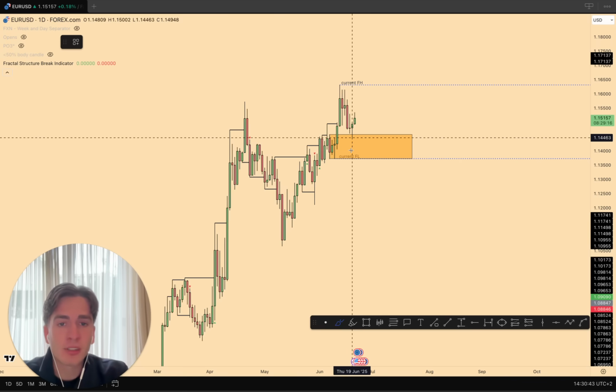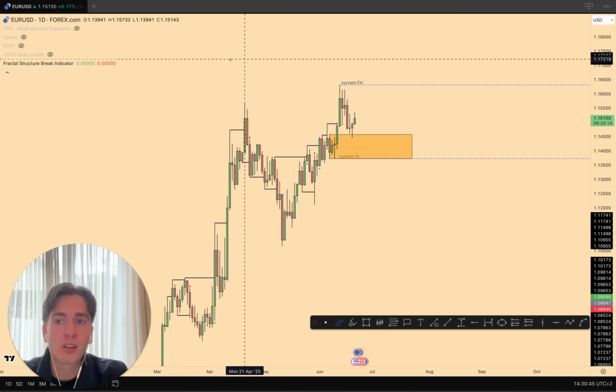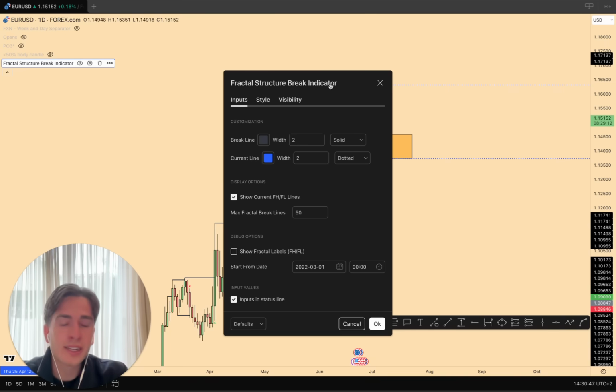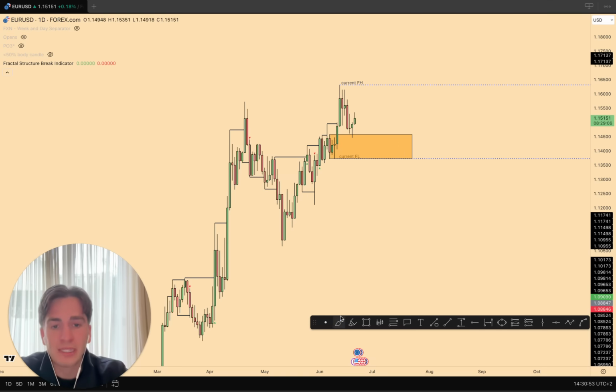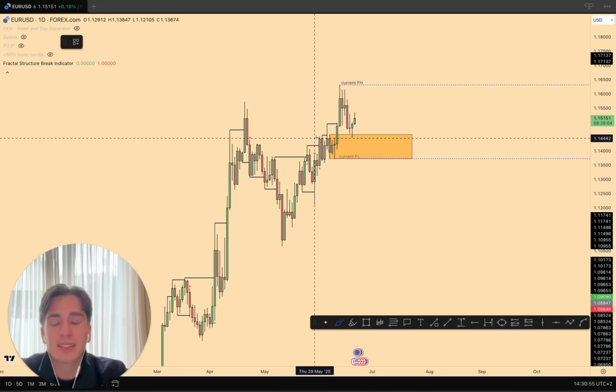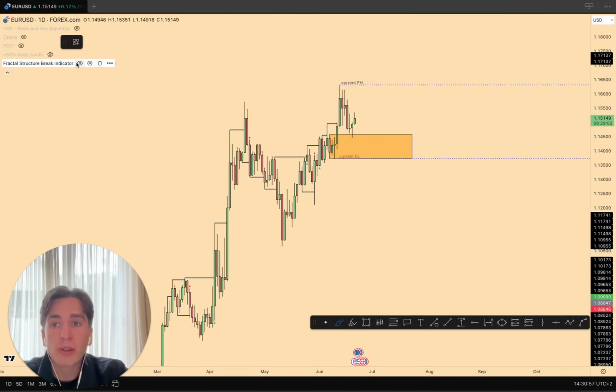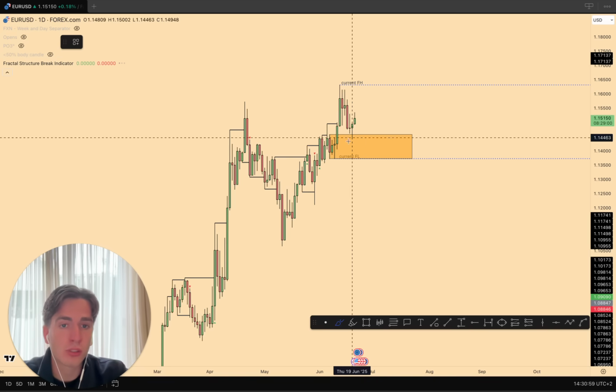So what you can see here on my chart is the current fractal low, the current fractal high, and it's called the fractal structure break indicator. You can't find it yet. Yes, guys, it is private, but we're going to be dropping it either today or tomorrow because it's finally completely finished. Now, the way I use this indicator is obviously very simple. It straight away shows me what the fractal structure is doing here on the chart.